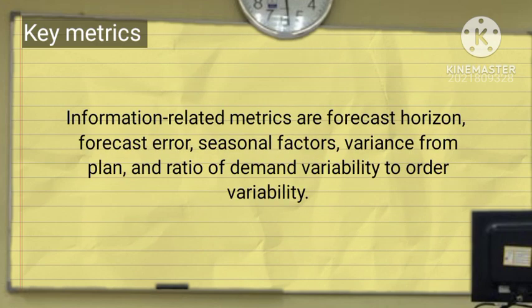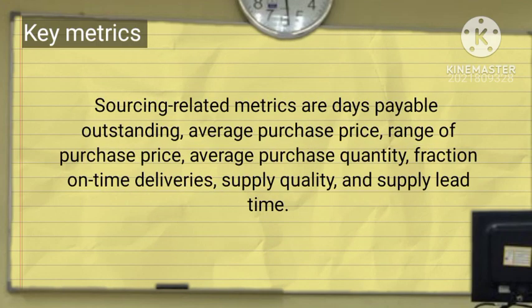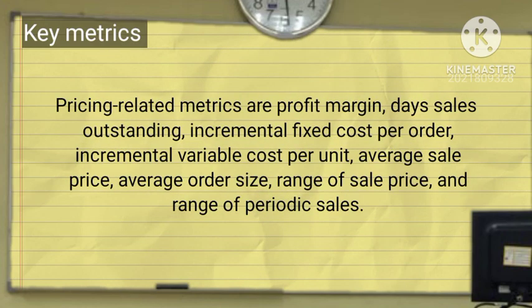Information-related metrics are forecast horizon, forecast error, seasonal factors, variance from plan, and ratio of demand variability to order variability. Sourcing-related metrics are days payable outstanding, average purchase price, range of purchase price, average purchase quantity, fraction of on-time deliveries, supply quality, and supply lead time. And lastly, pricing-related metrics are profit margin, days sales outstanding, incremental fixed cost per order, incremental variable cost per unit, average sale price, average order size, range of sale price, and range of periodic sales.